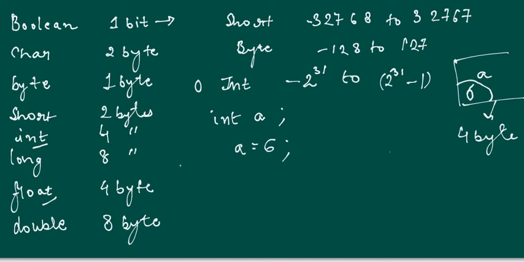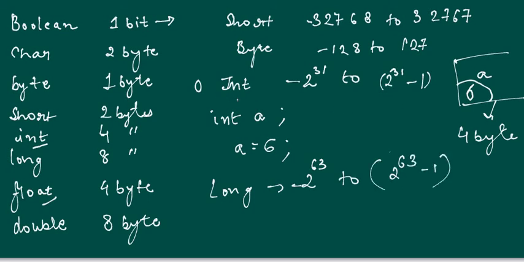Then the long data type is of 8 bytes. The long range is from -2 to the power 63 to 2 to the power 63 minus 1. As you can see, just double of int. So int was of 4 bytes, long was of 8 bytes. Now the float is used for decimal point, as I have said, and so is the double. These two are used for decimals.